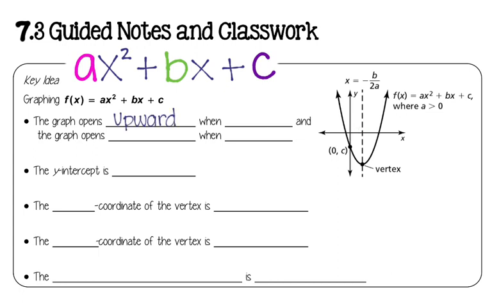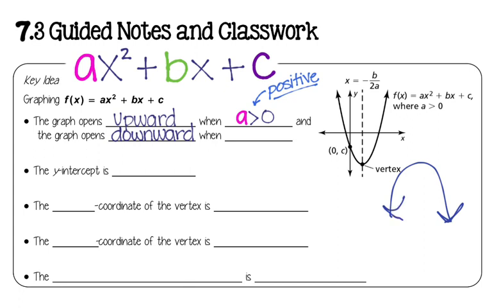So first of all, we know that the graph is going upward, like this one here, where it's up, like a little smile, when our a is positive. Remember, a greater than 0 means positive, okay? And the graph is going to go downward, it's going to look like this, downward, if our a is negative, okay?